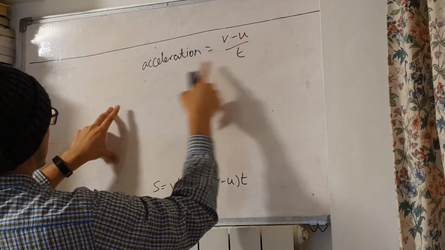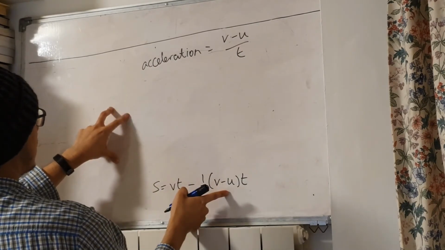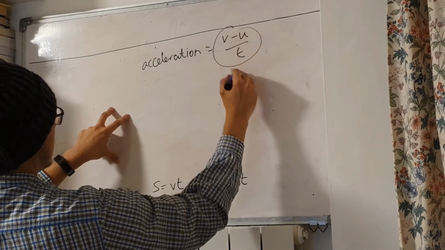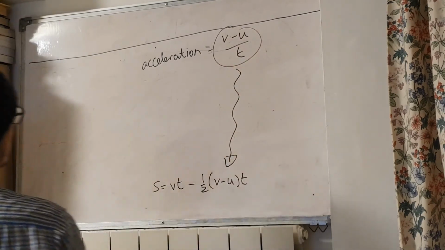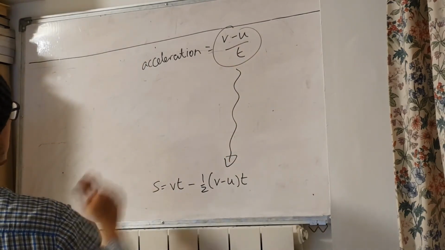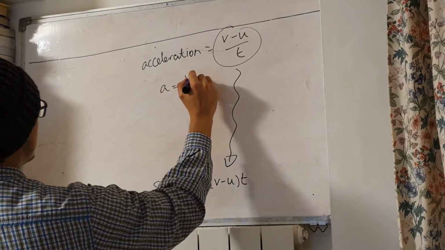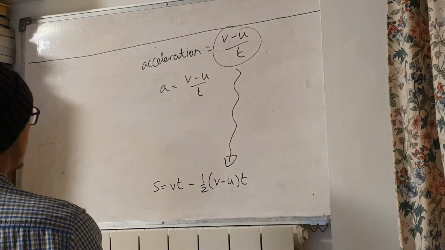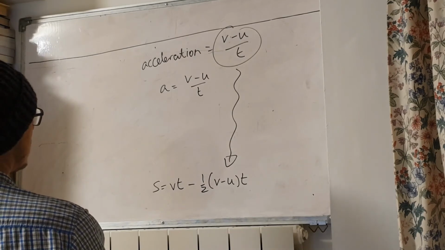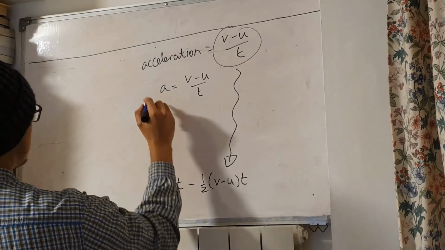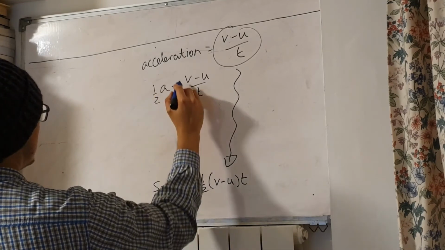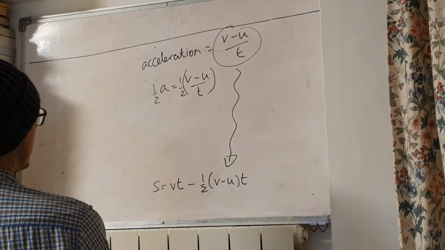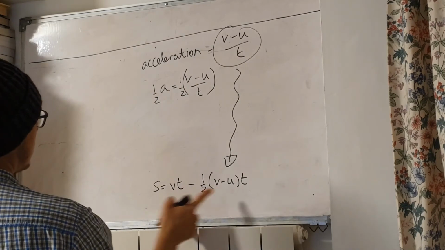Now look, the v minus u over t looks quite similar to half v minus u times t. How can we make that into that? Okay, so the symbol for acceleration is a. So a is equal to v minus u over t. What happens if we times everything by half? So half a is equal to half v minus u divided by t, because what you do to one side, you have to do to the other side.